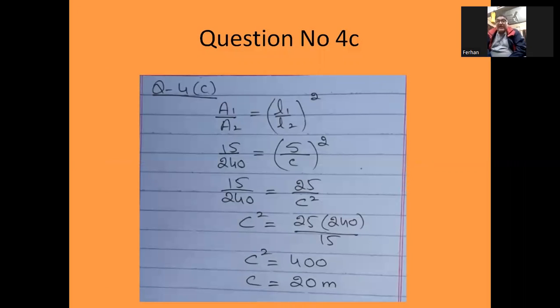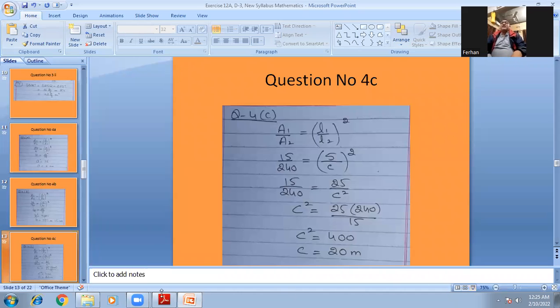So area 1 by area 2 equals L1 by L2 whole square. 15 divided by 240 equals 5 by C whole square. So 15 by 240 equals 25 divided by C square. So C square will be equal to 25 multiplied by 240 divided by 15. So C square will be equal to 400, and I will take square root on both sides. So C will be equal to 20 meter. So that's question number 4, C part.